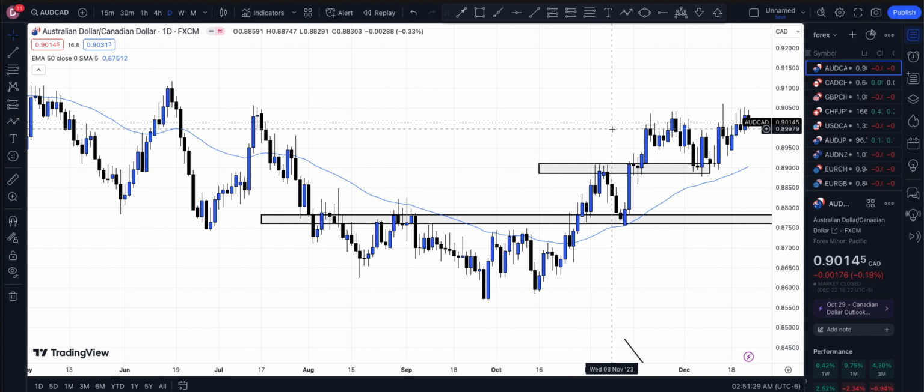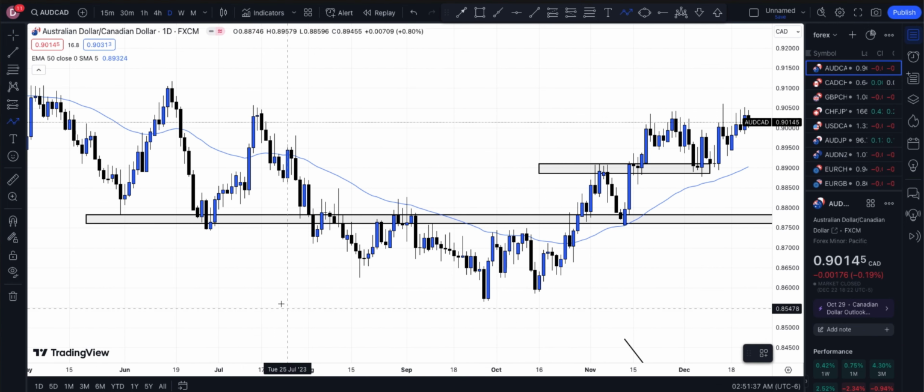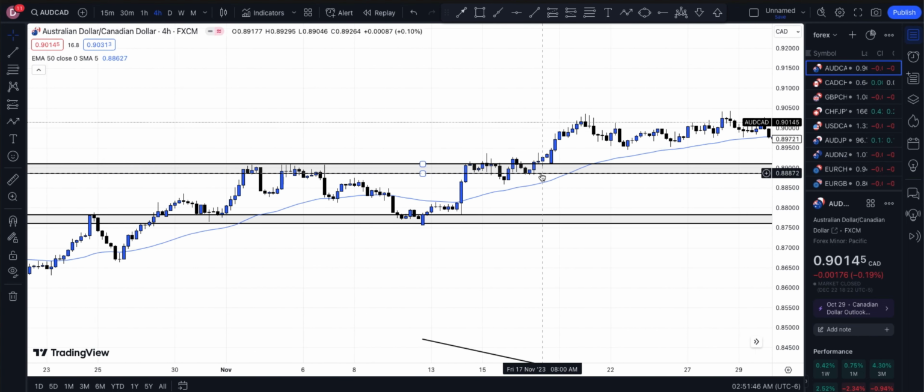It's plain, it's simple. That's all we need. That's all we need. And even if I move this a little bit to the left, look at that. We have another rejection from that level. So, of course, we're not taking our trades on the daily. So let's actually go to the 4 hour. Let's see what's happening down on the 4 hour.